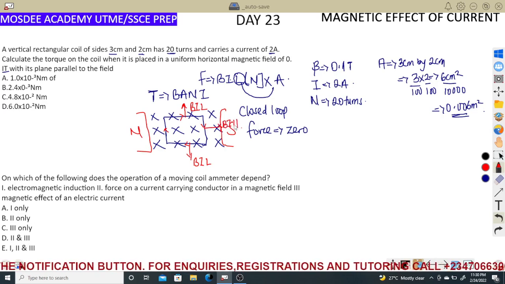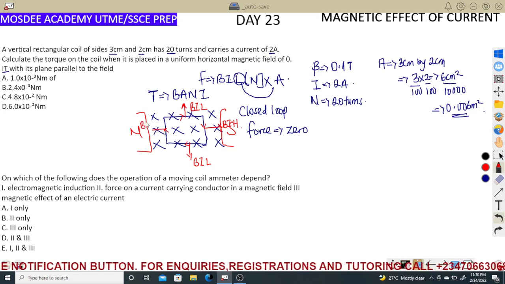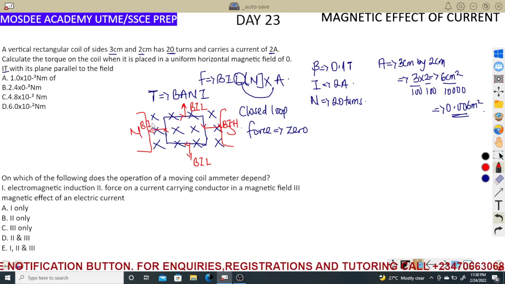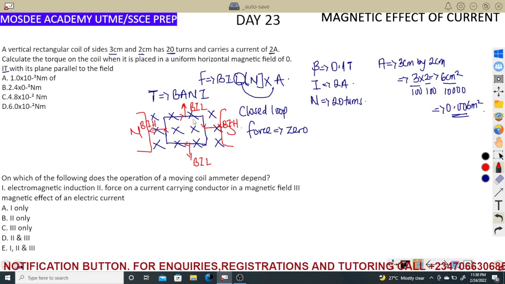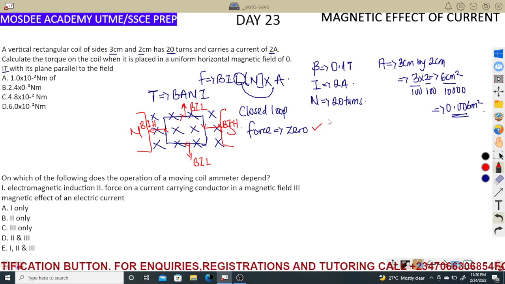I can call this one BIH, as H is the height of the rectangular coil. And here is also outside. This is BIH as it is rotating. So what happened? This and this get cancelled out. This and this get cancelled out. We say the force generated in a rectangular coil, which is a closed loop, is always equal to 0.